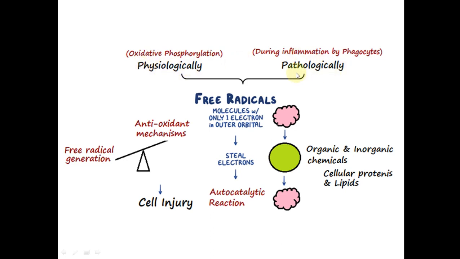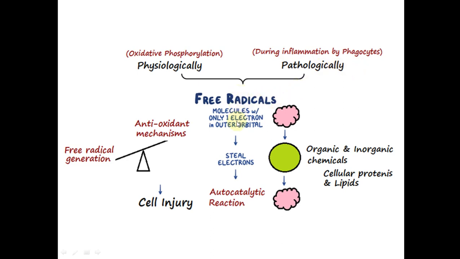Free radicals can also be produced pathologically. An example of pathological production of free radicals is inflammation, where phagocytes generate free radicals for killing microorganisms. Free radicals are also produced by ionizing radiations like ultraviolet light and X-rays, and by metals like iron and copper.